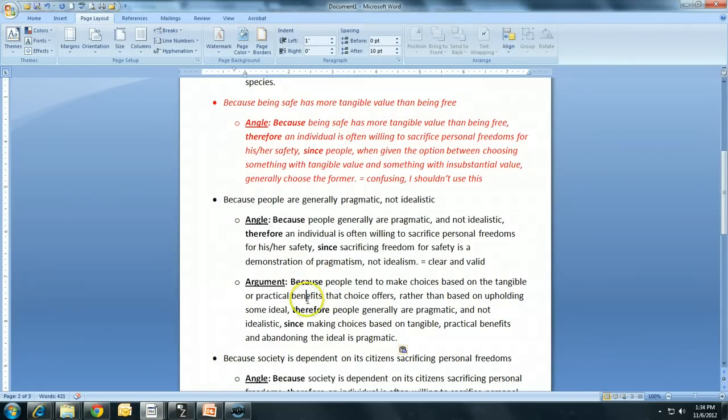I can provide all kinds of hypothetical scenarios, but once again, I probably need to provide evidence to justify. This is just an assumption, an assumption everyone would agree with, because that's just defining pragmatism. My support would need some proof. I would need to find examples of the ways in which people prefer to make choices based on tangible benefits rather than based on upholding ideals. Okay? Let's try my last one.